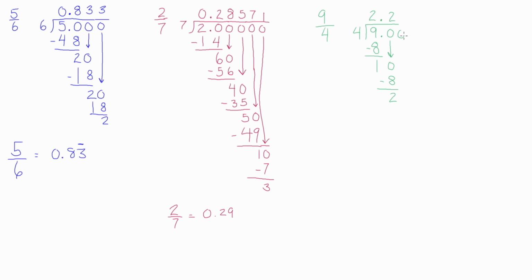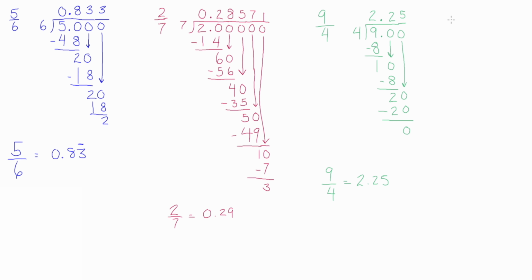Continue, we'll put another 0. We'll bring this 0 down. And now we have 20. How many times does 4 go into 20? Well, it goes in 5 times. So 5 multiplied by 4 is 20. And when we subtract, we end up with 0. 9 over 4 is equivalent or equal to 2.25.